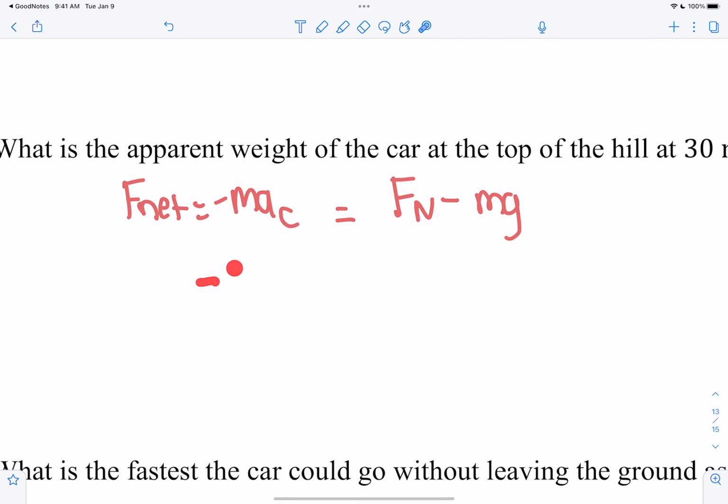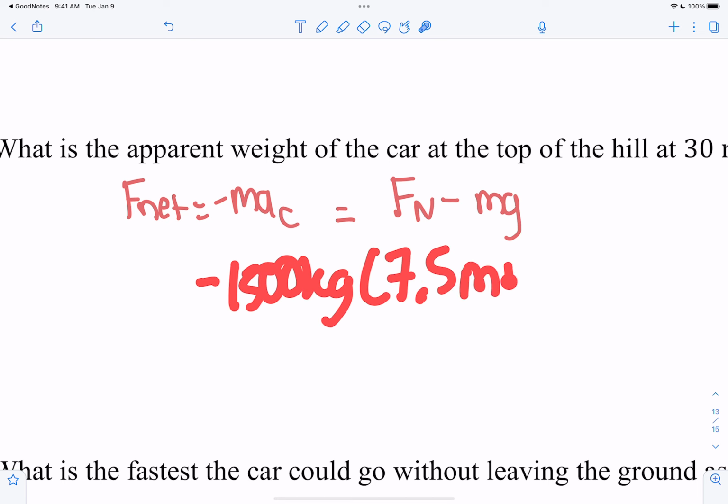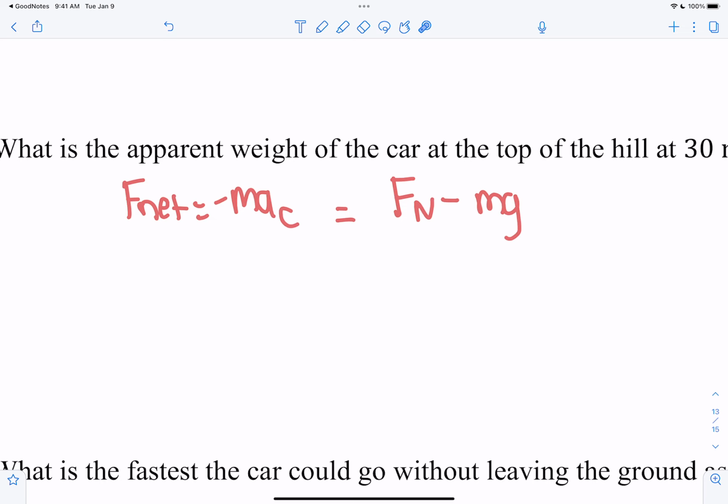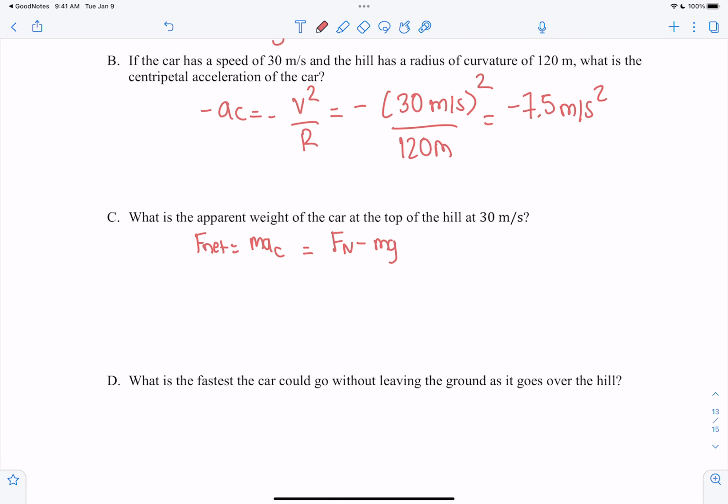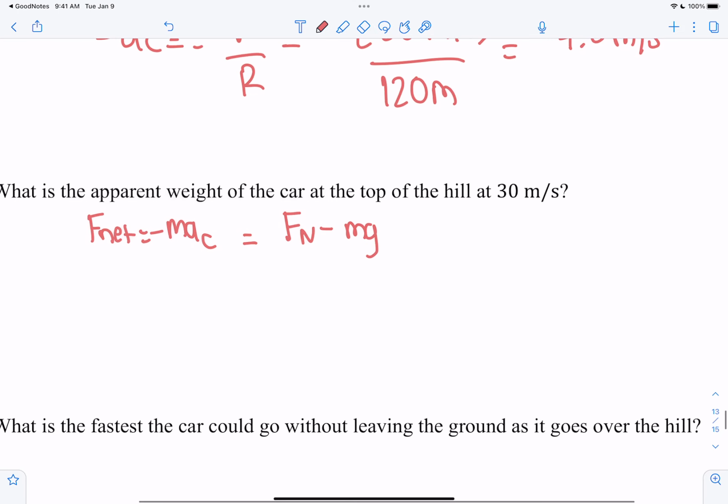And so I'm just doing negative times 1500 kilograms times the magnitude of that acceleration, which is 7.5 meters per second squared. Same deal, right? I could alternatively put MAC and just plug in the negative acceleration there from part B, but it depends on how you want to set it up. I prefer to set it up with the directions included.